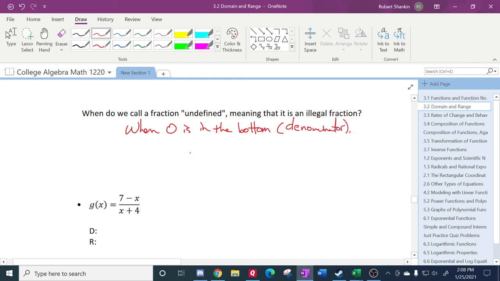You can't have 0 in the bottom of a fraction. All right. So, with that in mind, look at this one and state the domain and the range. Type in your answer to your group chat, and go ahead and hit enter.